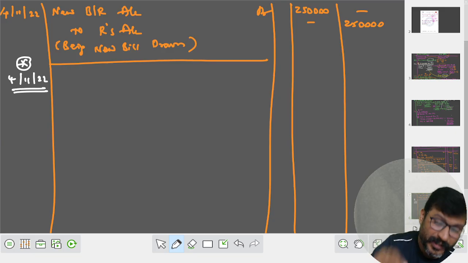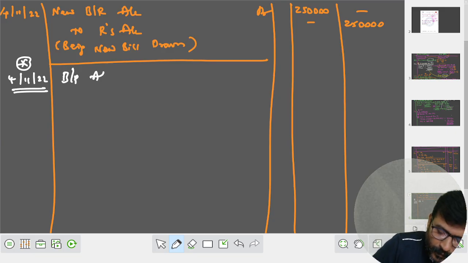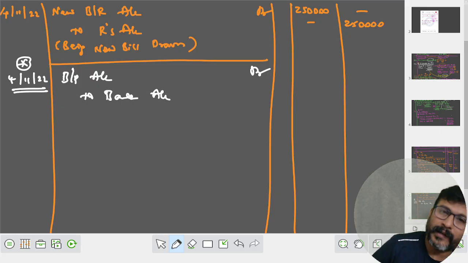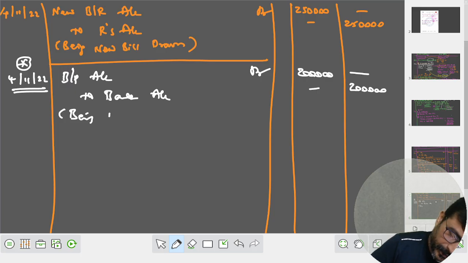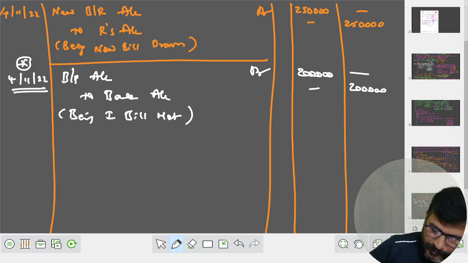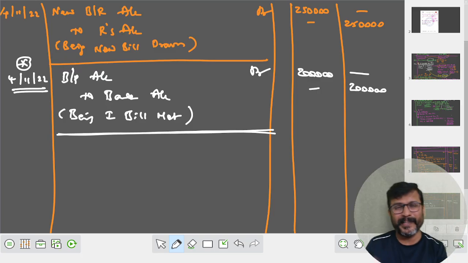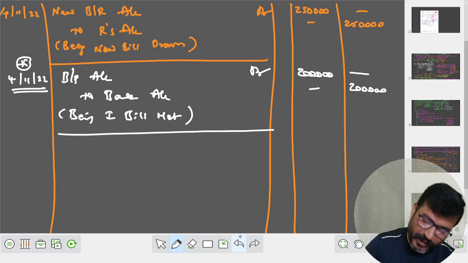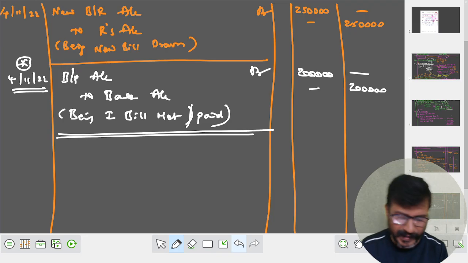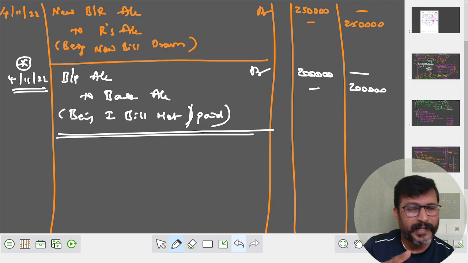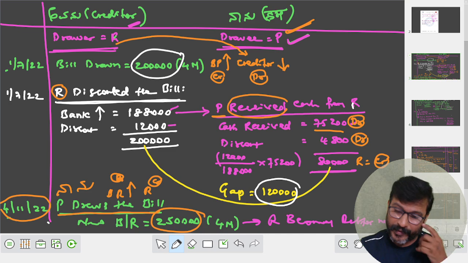For that the journal entry will be: the bills payable is with the banker, right? That bills payable is being discharged. Bills payable account debit to bank account. What is the amount? 2 lakh, dash 2 lakh. Being first bill met, means honored, means paid. We can say met, or even unpaid, discharged. This is an extra entry in case of journal entries in the books of P.